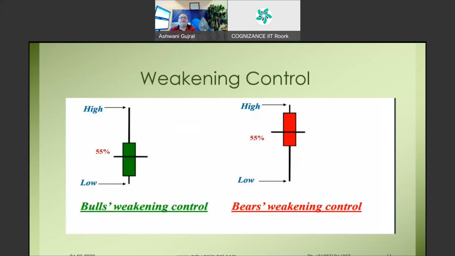Now this is weakening control. The green from the top has come off quite a bit and the bulls have weak control here. So you would avoid going with these sort of bars, both in the bullish and the bearish case, because in the battle, the bulls have not stamped their authority over the bears, and similarly, on the bear case, the bears have not really won the battle.